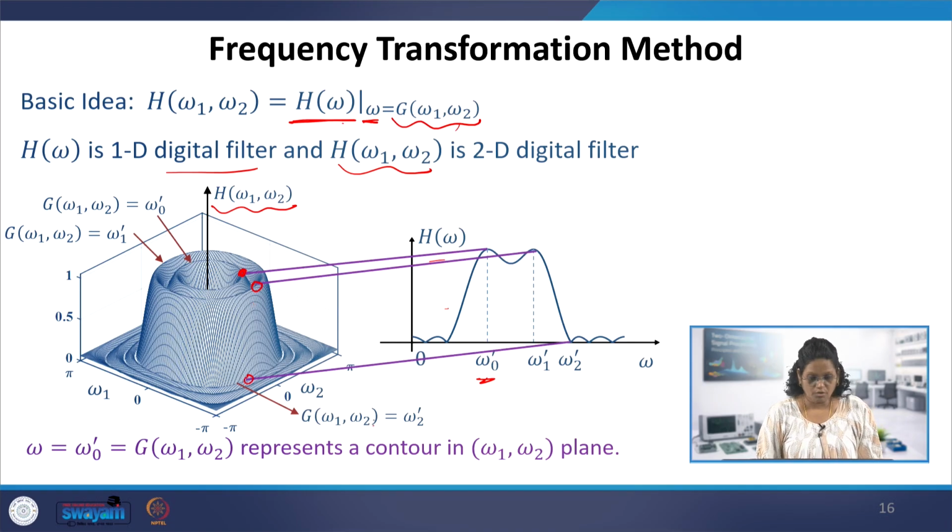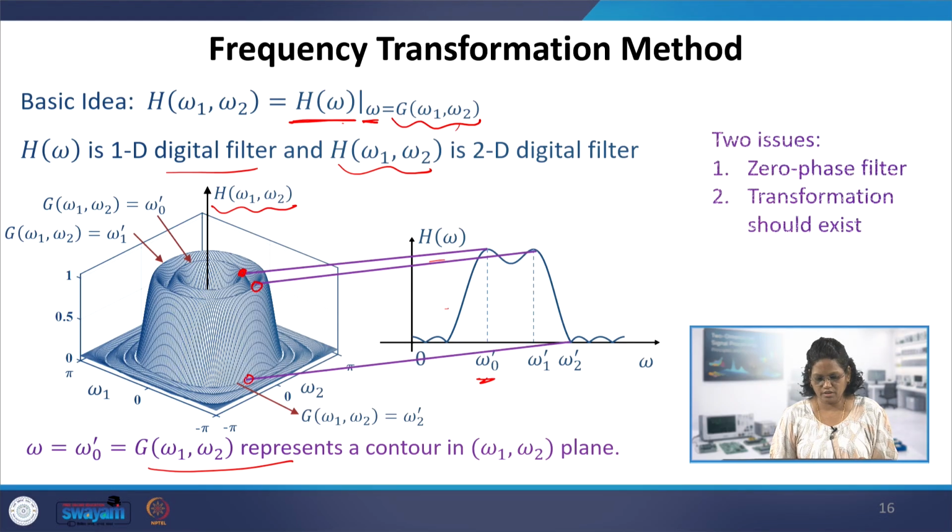So g of omega 1, omega 2 equals omega 2 dash. Equating the transformation function g of omega 1, omega 2 to omega, whatever it is, we will get this type of H of omega 1, omega 2. This represents the contour. Each one, when it is equal to omega, is representing a contour. We will see what the contours are for the particular g of omega 1, omega 2. So this is the basic idea of the transformation function.